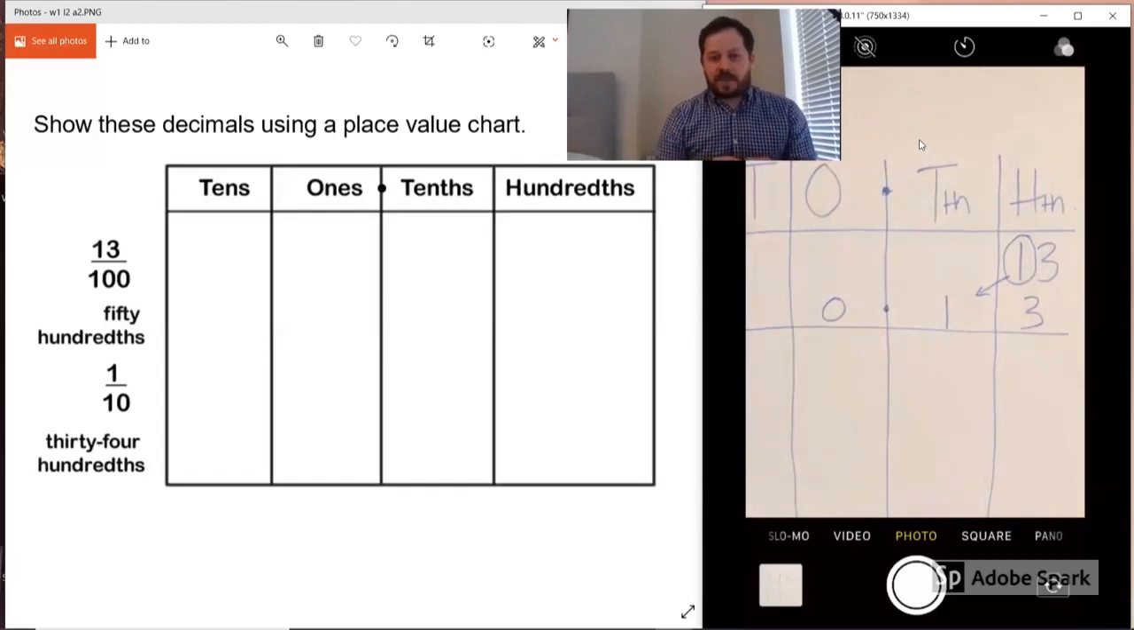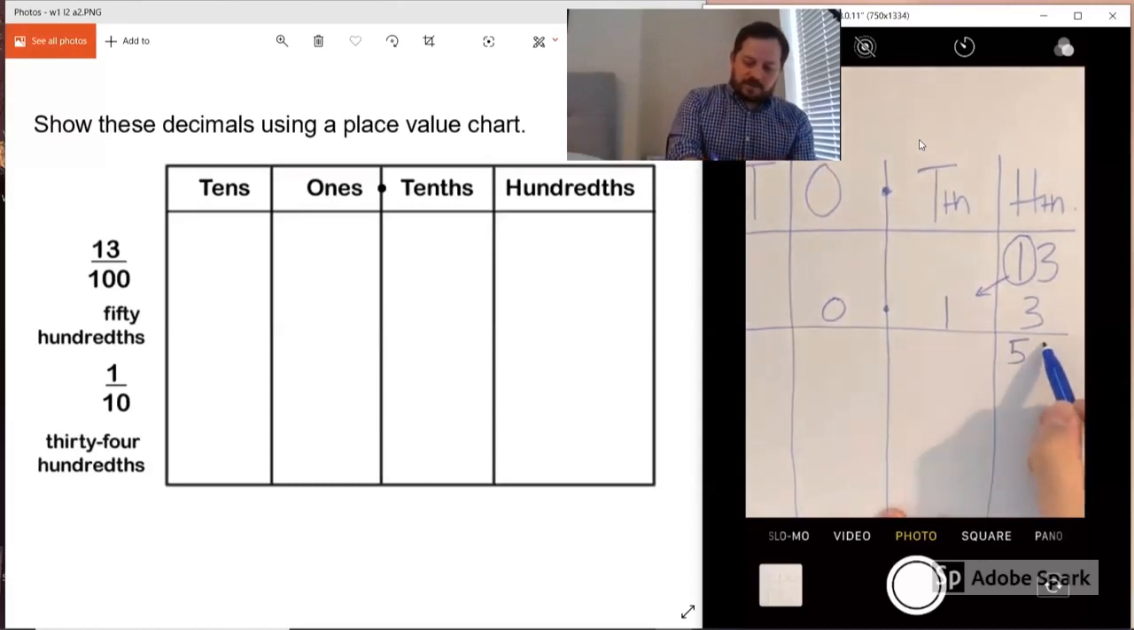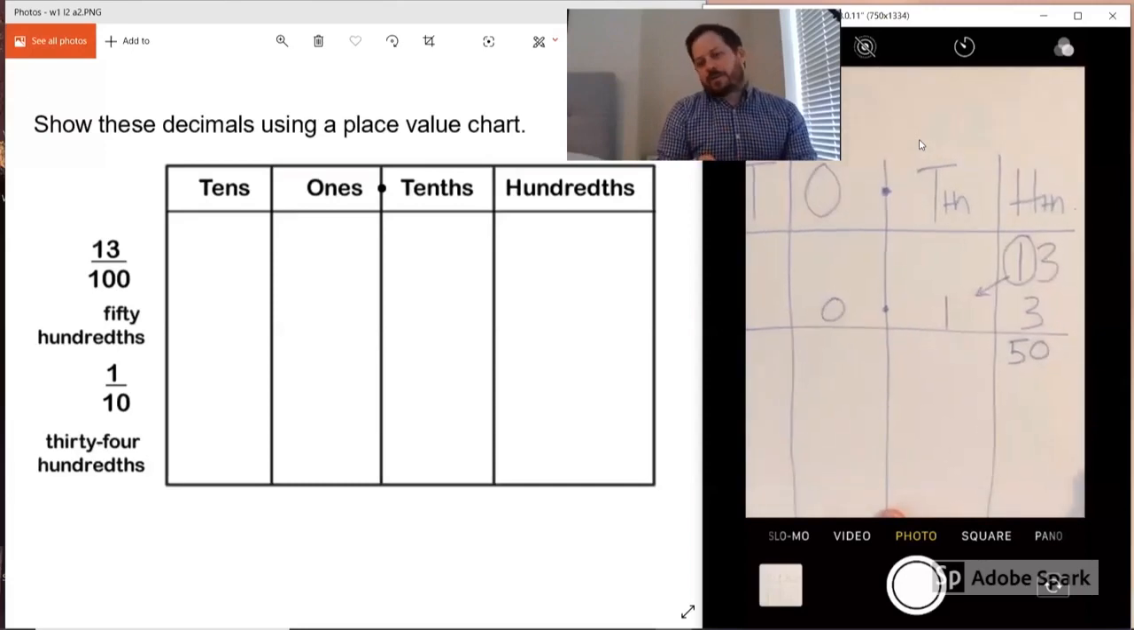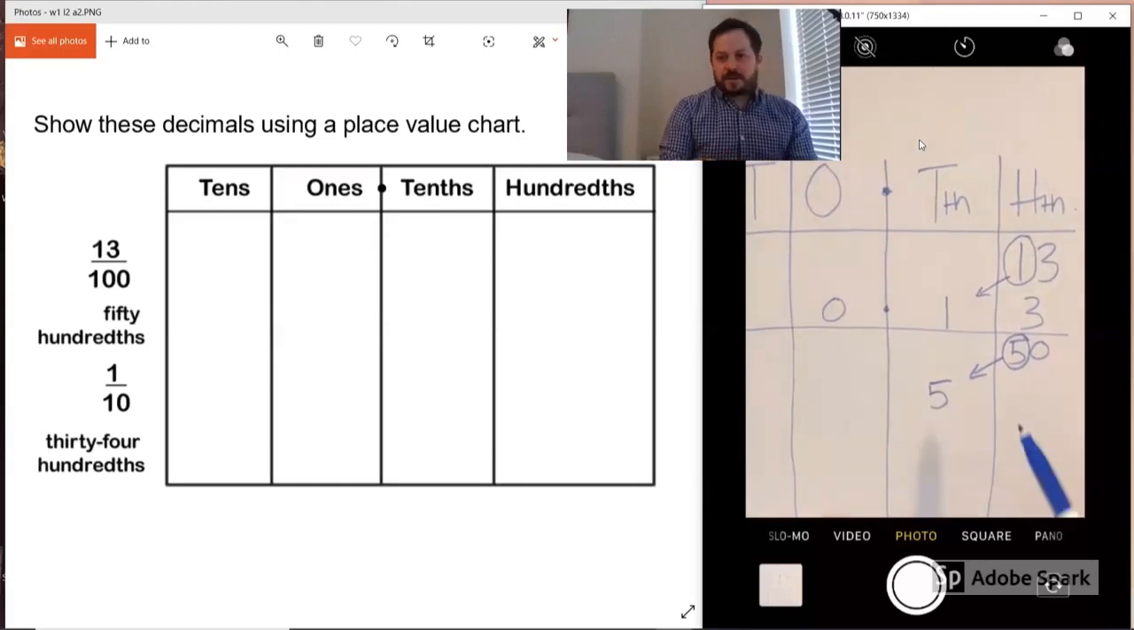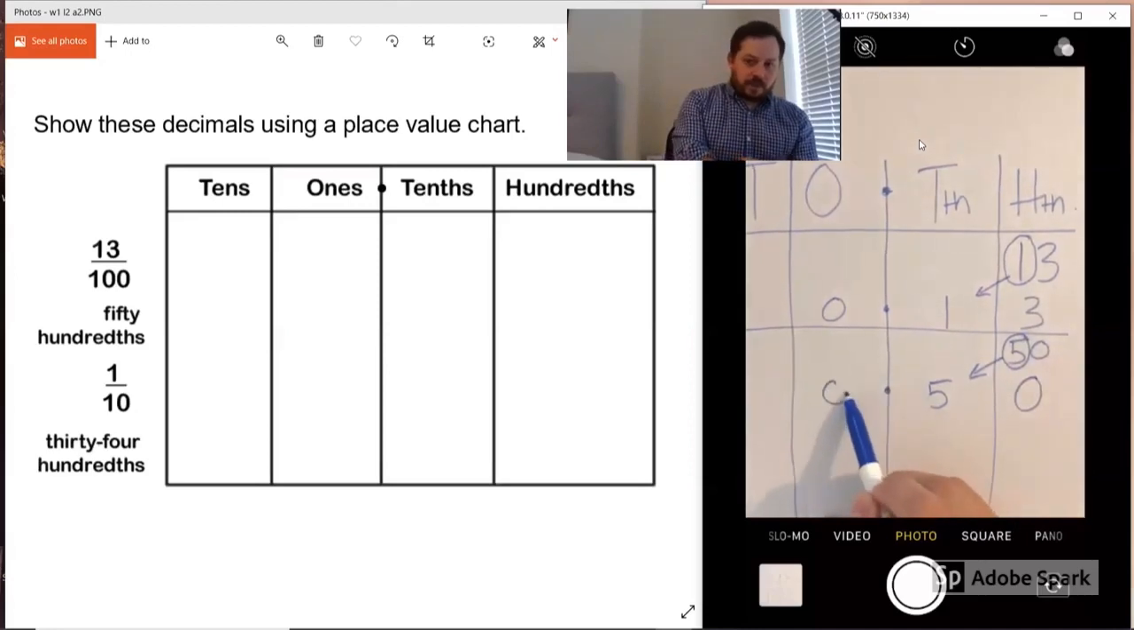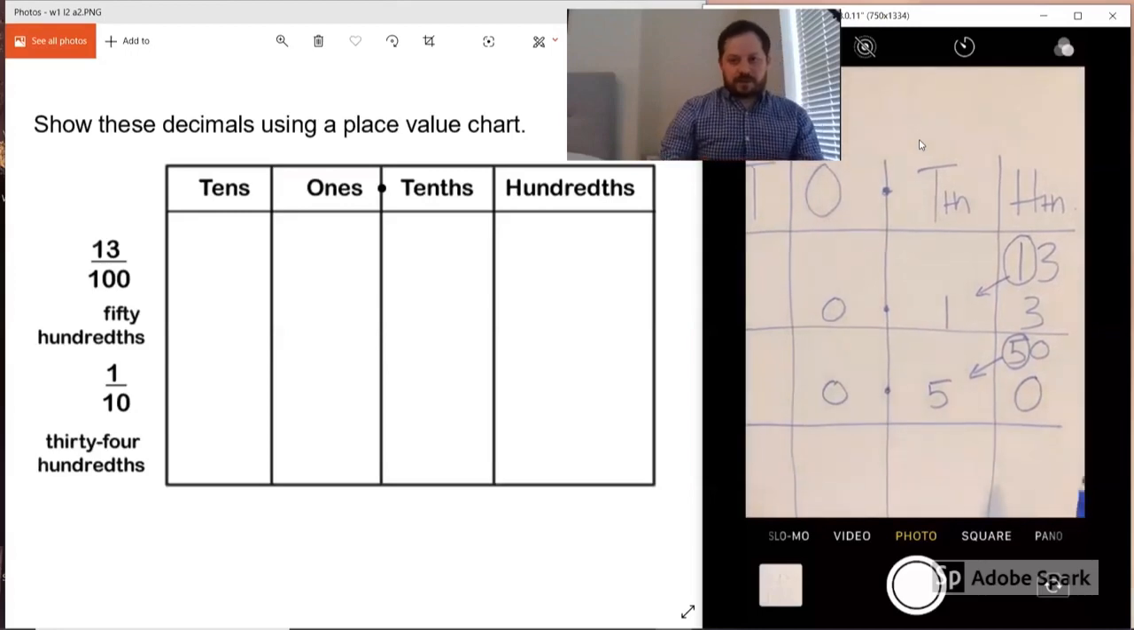Nice and easy. The next one, it says 50 hundredths. Now I can do this again. So into my hundredths column, I'm going to put 50. Now I'm doing this just so you can see it and you can understand it. But what do we know? We know that every 10 hundredths, I'm going to move into my tenths column. So that becomes 5 tenths. And this 0 is left here. There's my 50 100ths. Put the decimal point in, put my 0 in, and we have the right answer.